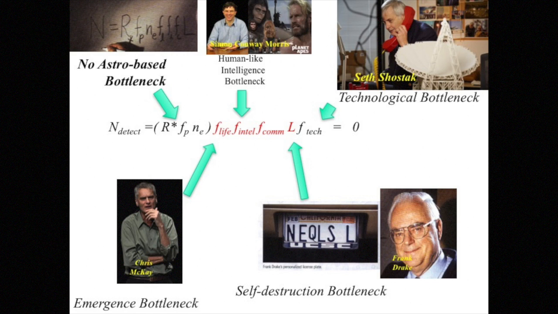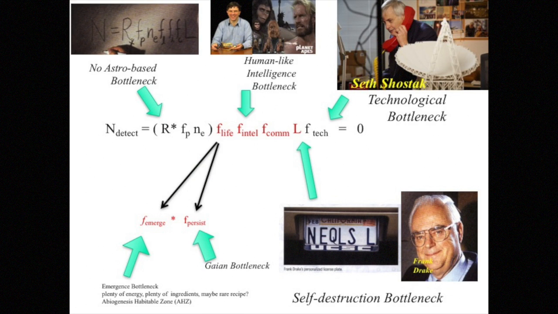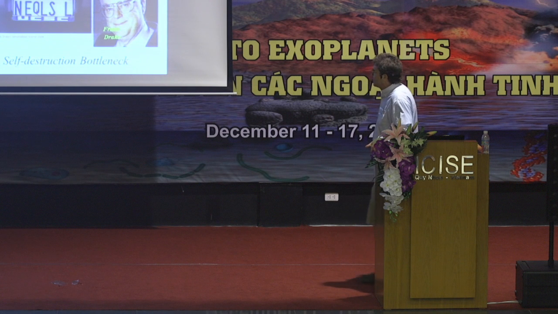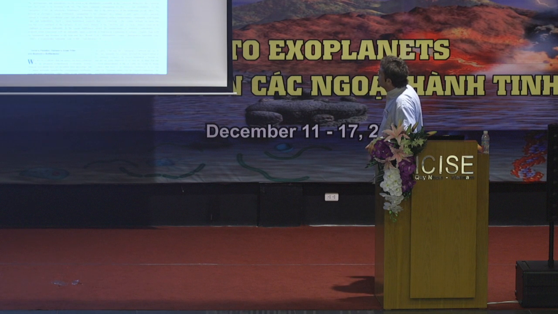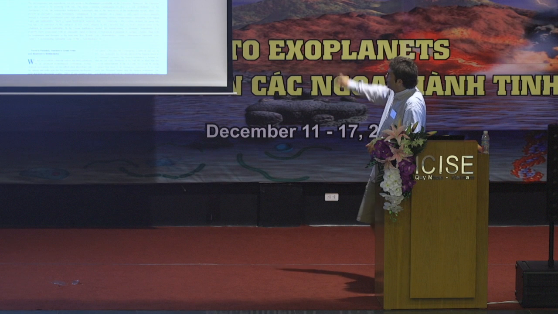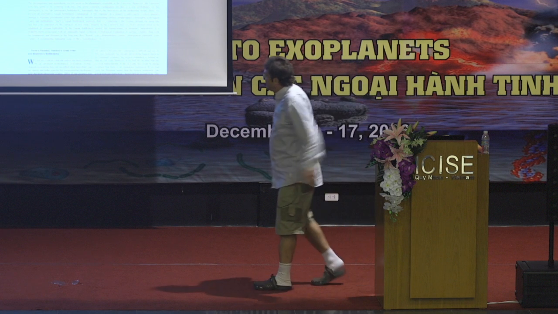What I wanted to point out is that this emergence of life term could be divided into two: the probability of life emerging, but also the probability of that emerging life persisting. And that is not obvious, and that's why we wrote a paper this year called the Gaian Bottleneck paper. So that's this one here, the case for the Gaian Bottleneck, the biology of habitability.